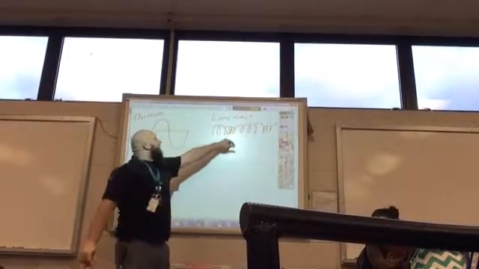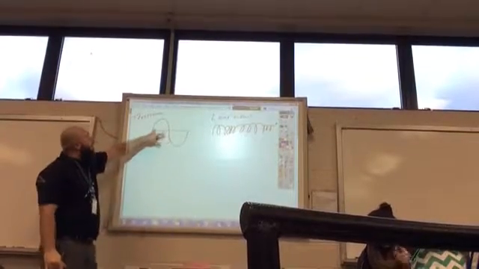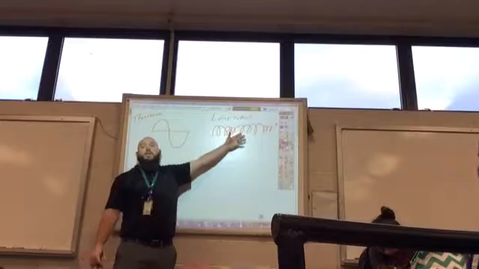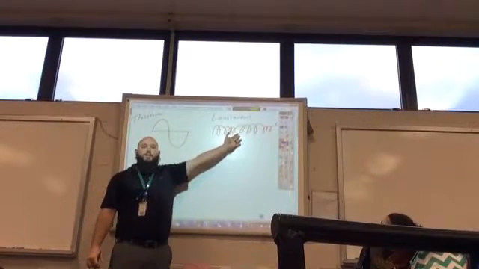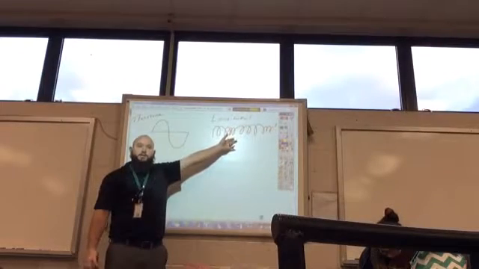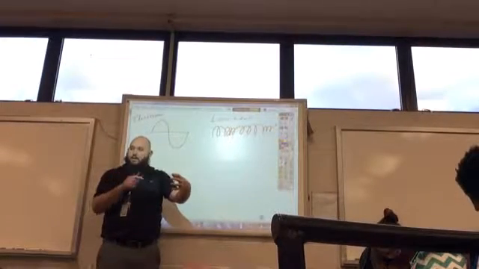So these are called rarefactions, and you don't need to know the vocabulary for it, but I just wanted to show you that there are two different types of waves. Sound waves are the biggest example of this. Slinkies also can show this. If you stretch the slinky and let go, it'll go.